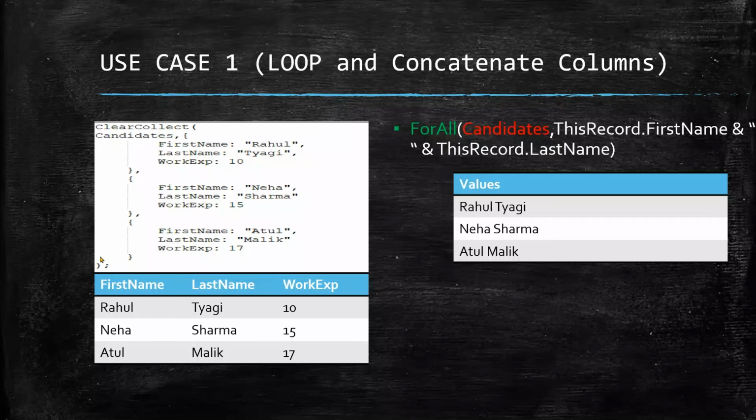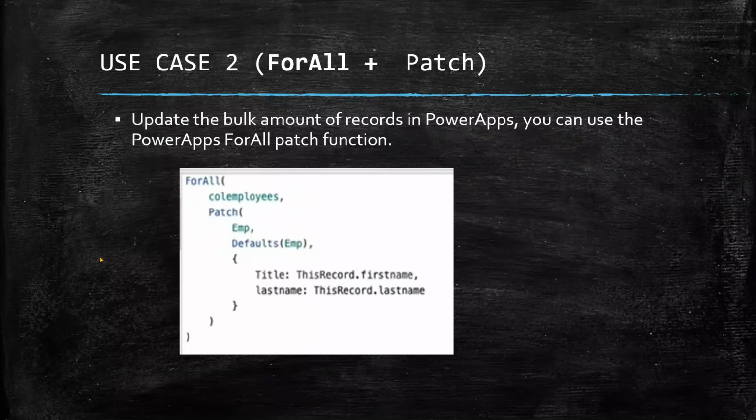So let's discuss the second use case for using the ForAll function. In this use case, I have a SharePoint list in which I need to use Power Apps for bulk updating the records in the SharePoint list. I will be using the ForAll and Patch functions, and the combination of these two functions will help me to achieve this requirement. So you can see I have used ForAll, then colEmployees.